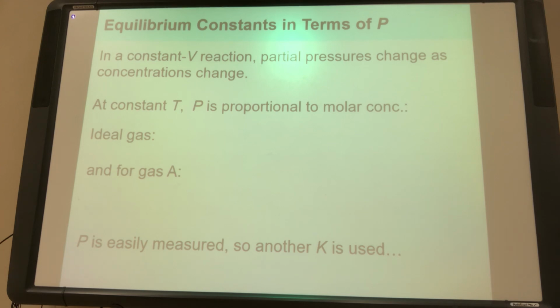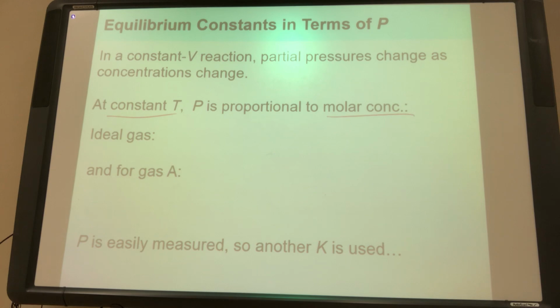So far we've been talking about equilibrium constants in terms of concentration. So with our Kc, we've had concentration of the products over concentration of the reactants. Now we're gonna talk about, instead of concentration, can we do it with pressure? So in a constant volume reaction, partial pressures change as the concentrations change. So at constant temperature, my pressure is proportional to concentration. So let's look how we figure that out.